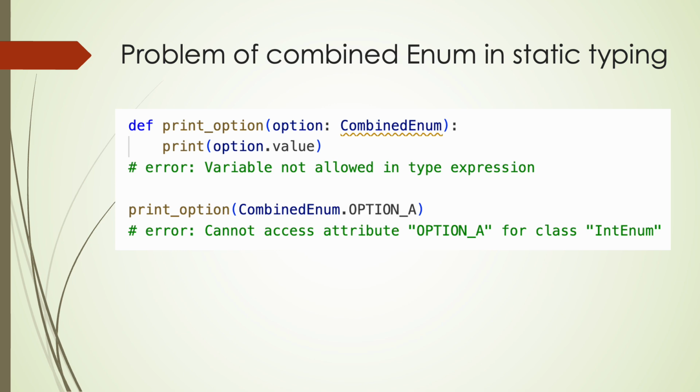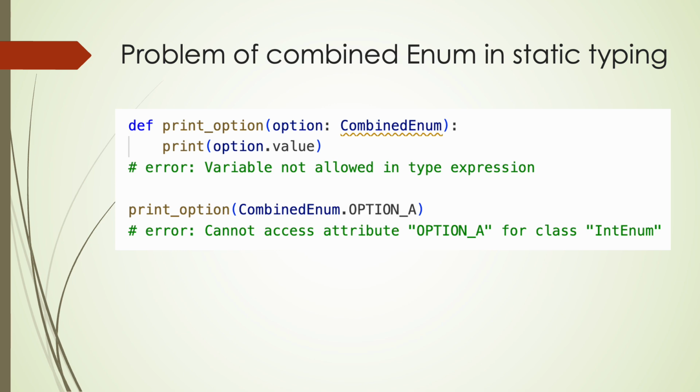When the code is checked with a static type checker, we will encounter these two errors. Firstly, the combined enum cannot be used as a type for function arguments. The error message is "variable not allowed in type expression". This error occurs because when you create an enum class using the functional API, the resulting class is not recognized by static type checkers during type analysis, since the class is created at runtime and type checkers analyze code statically.